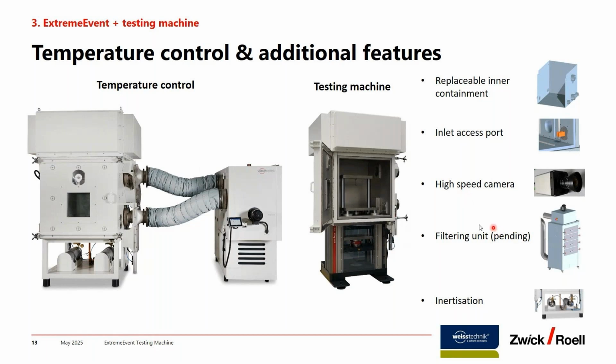Then the filtering unit that comes on top of the machine, because if the flaps are open, then still some gas will come out, and this has to be filtered. So there's also a filtering system now available. And if you want to have additional inertization, then this is also possible with the chamber of Weiss Technik.